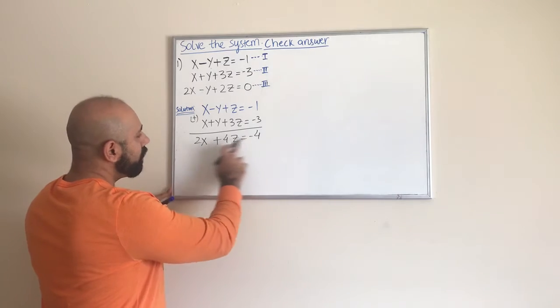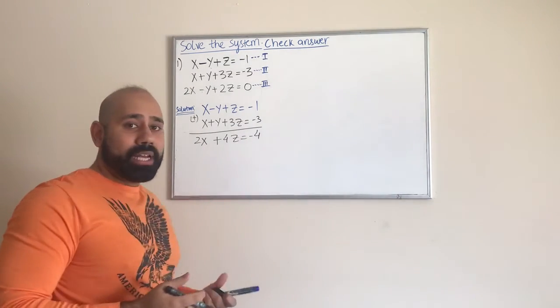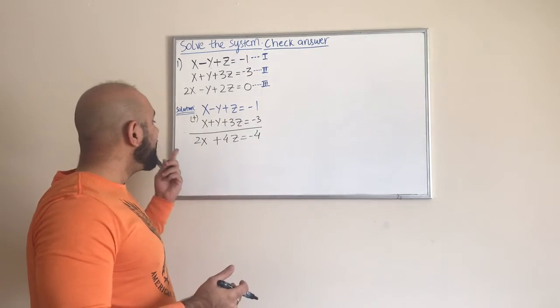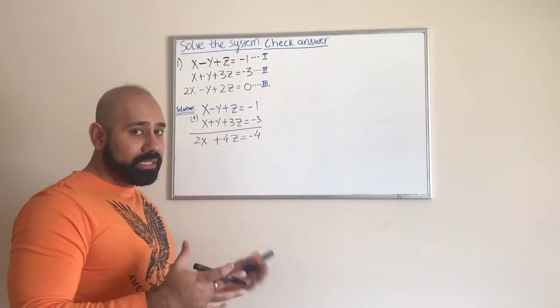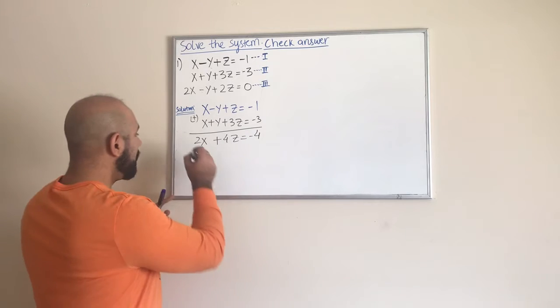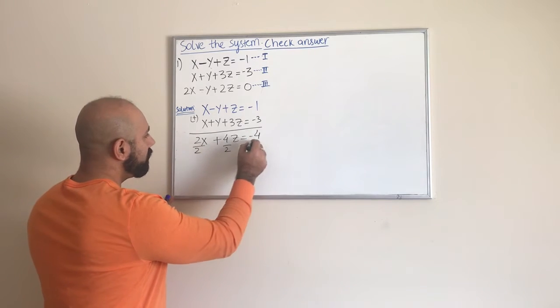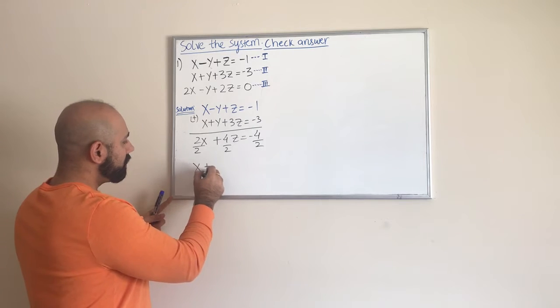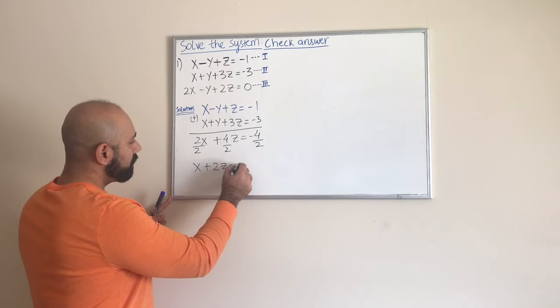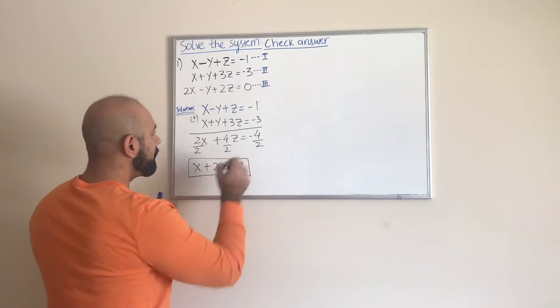Now, if I look at this equation, I should again ask myself, can I simplify this further? And the answer is yes, we can simplify this because the coefficients 2, 4, and -4 are all divisible by 2. So I'm going to divide this by 2, this by 2, and the third term by 2 as well. So what am I left with? x plus 2z equals -2. So let us preserve this and put it in a box.